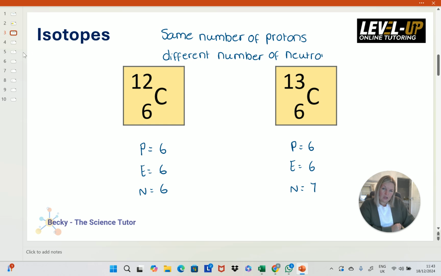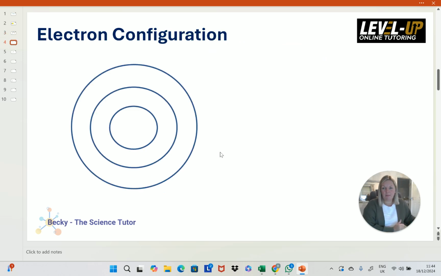Okay, so the only thing that changes in isotopes is their mass. They look exactly the same, they will react the same, they would taste, smell, everything else would be exactly the same. The only difference is the mass of the element, because we've got an extra neutron or possibly an extra 2 neutrons, and we know that neutrons have a mass of 1.